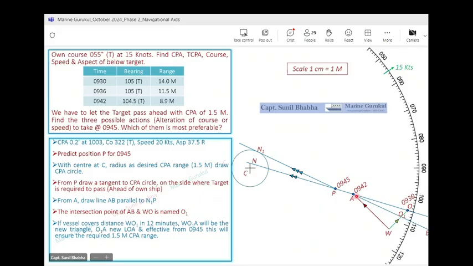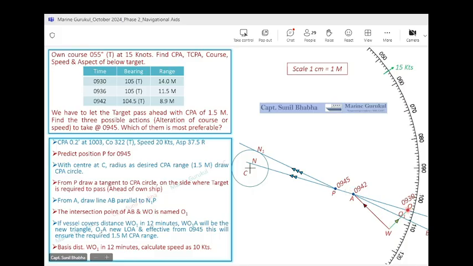WO1A will be our new triangle, and O1A will become our new line of approach. Effective from 9:45, this is going to ensure that the required 1.5 miles CPA range is achieved. So this gives us our first option, that is the reduction of speed by own ship.